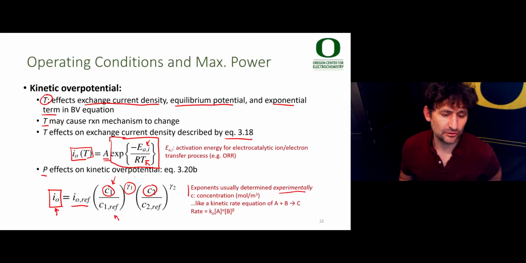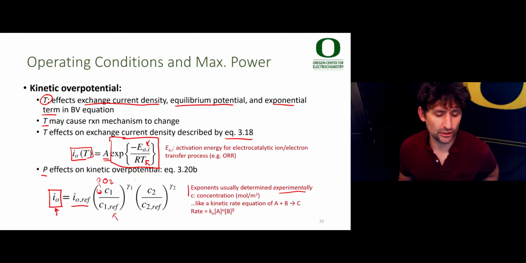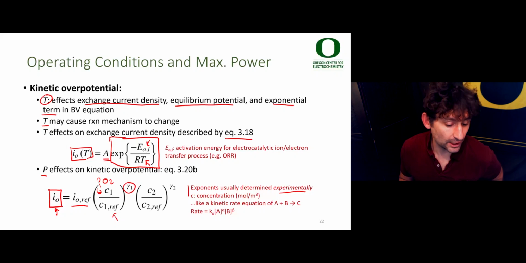So, for example, when we say a reaction is first order in one component, say O2, this might be the partial pressure of O2 here, divided by some reference pressure of O2. When we say it's first order in O2, gamma 1 would be 1. If it was second order, it would be 2.